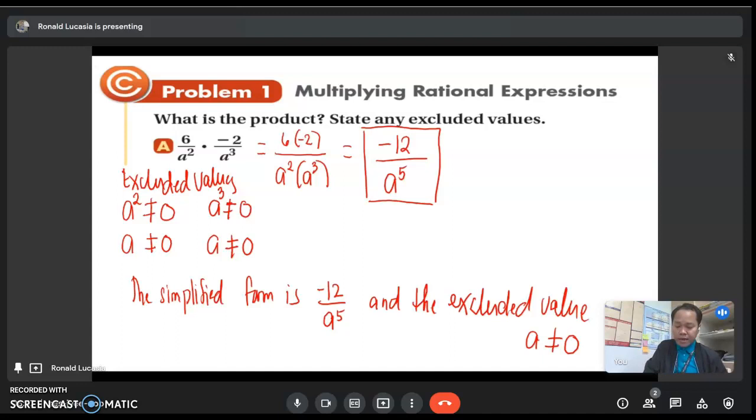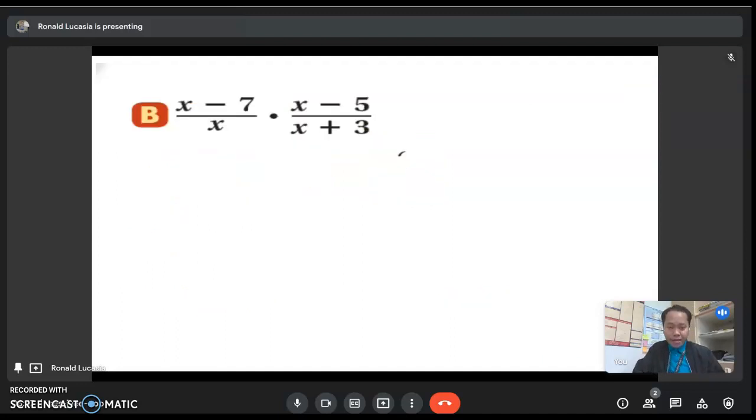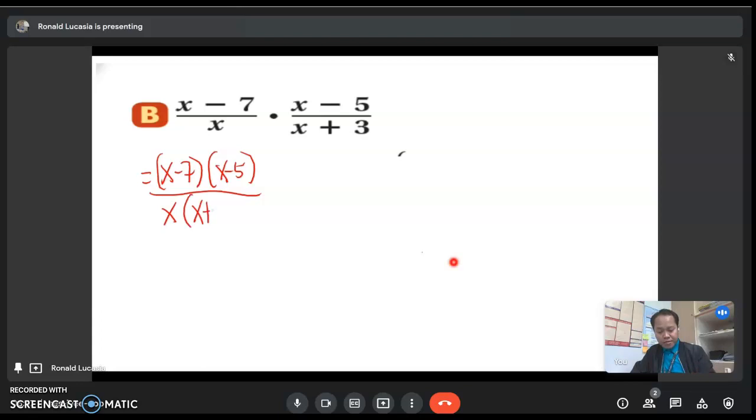So you try to answer, not yet. We have example B. So numerator times numerator. So you have x minus 7 times x minus 5 over the denominator of the first fraction, which is x, and then x plus 3. So this is the simplified form.